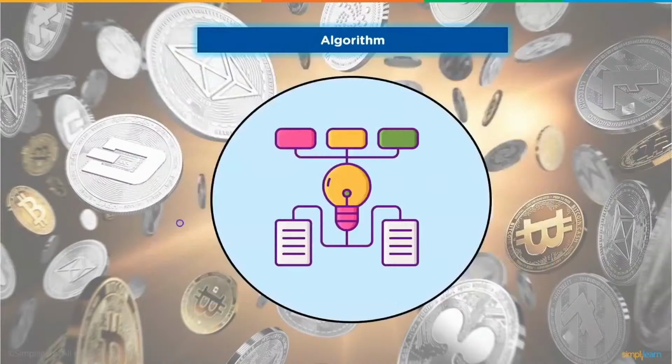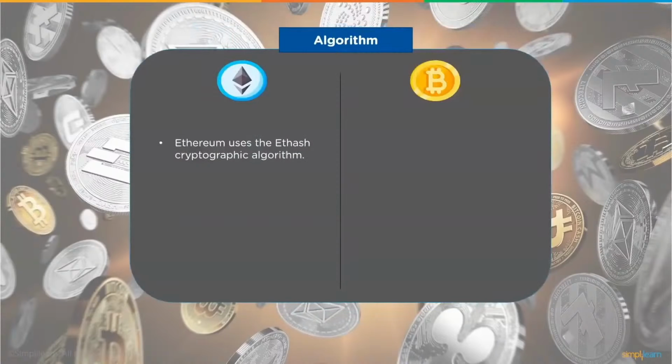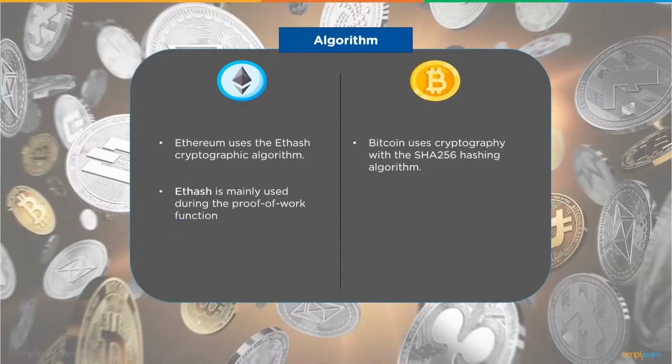Now let's get started and move towards the first comparison, which is algorithm. Ethereum uses the Ethash cryptographic algorithm for mining blocks in the Ethereum network. On the other hand, Bitcoin uses the SHA-256 hashing algorithm for mining blocks in the Bitcoin network. The Ethash algorithm is mainly used during the proof of work function. Proof of work is a small piece of data that is difficult to generate but easy to validate and satisfies certain network requirements. The SHA-256 algorithm helps Bitcoin users to protect all their sensitive data like private keys.